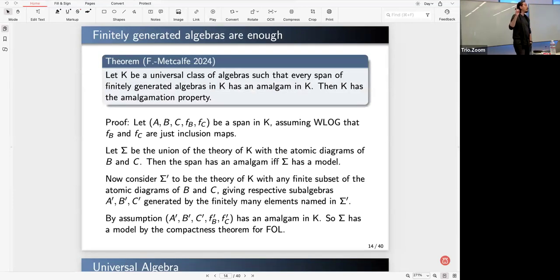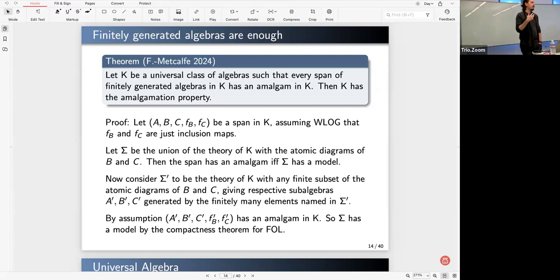In principle, I might not even need an infinite amalgam, right? In principle, I might take small finite groups, and maybe there's no finite amalgam but there is an infinite one. At least I can bound cardinality. At least the amalgam can be taken to be countable because of the following theorem. This has a tidy proof that uses first-order model theory. What the theorem says is that if I take any universal class of algebraic structures, and I suppose that every span of finitely generated algebras has an amalgam, then the whole class has the amalgamation property.